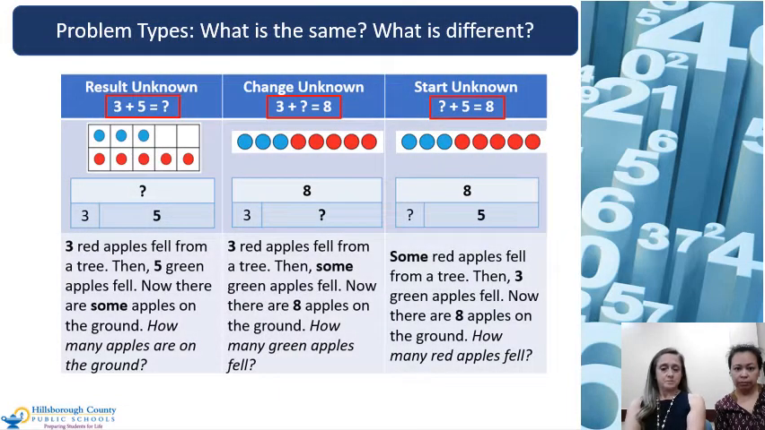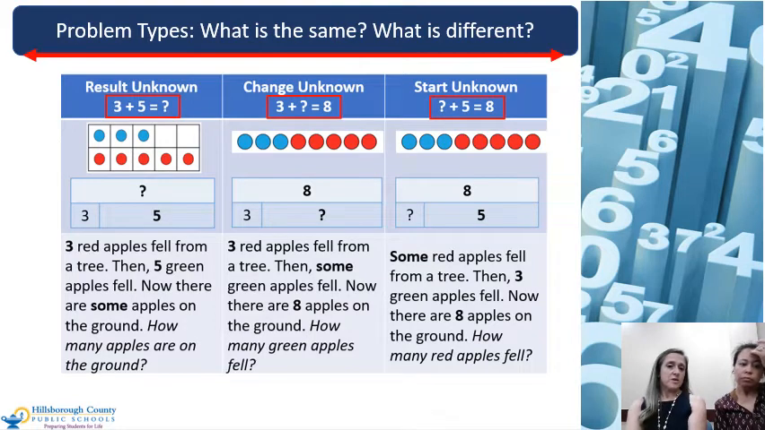And then one more thing to think about is with this problem type, when you're thinking about the different scenarios, you want to think about what is the same and what's different about them, because they're all about apples. They're all about red and green apples. They were, yeah. So on first glance, a student might think that it's the same scenario.